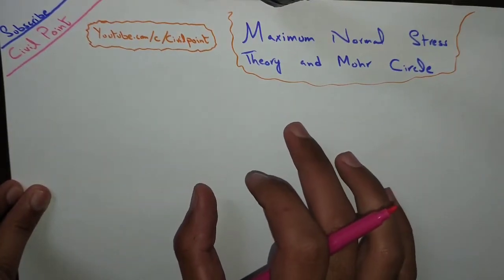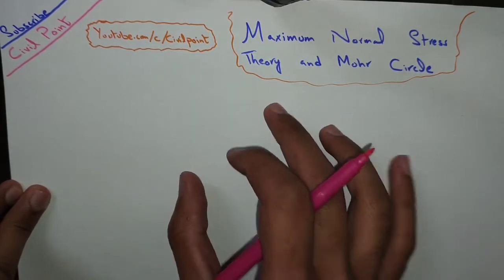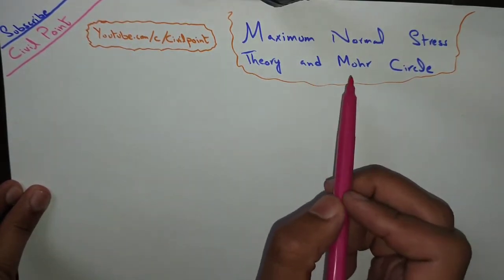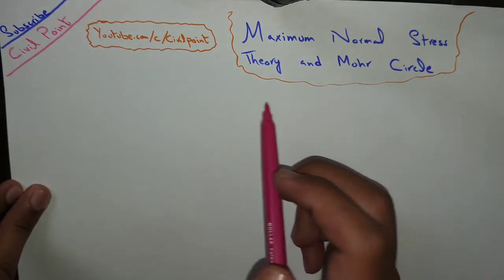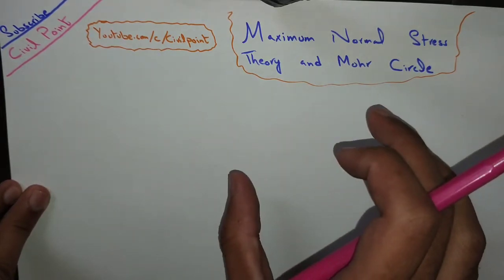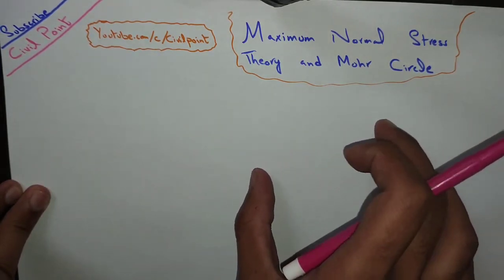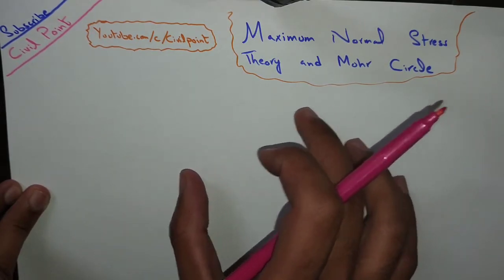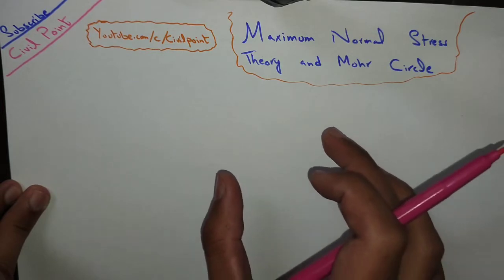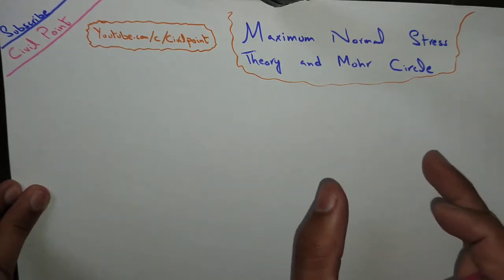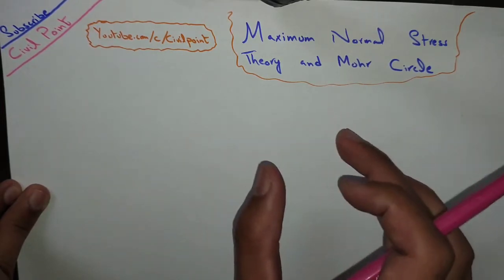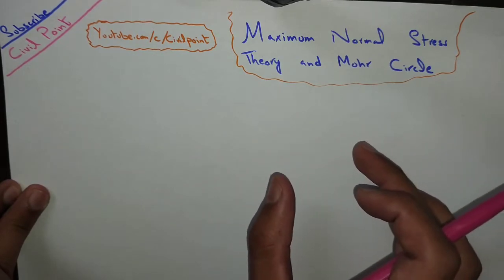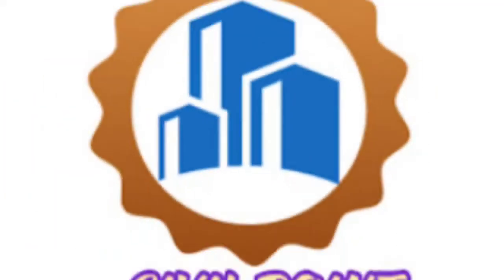It's Abdullah Maqsood. In today's lecture, we are going to study maximum normal stress theory and Mohr Circle criteria. Basically, these two theories are for brittle materials. And in the previous lecture, we studied the other theory, which was related to failure by yielding. I mean, it was for the failure of ductile materials.